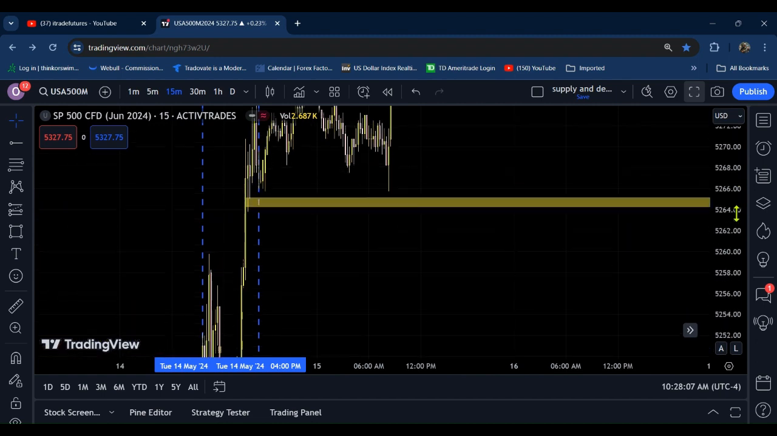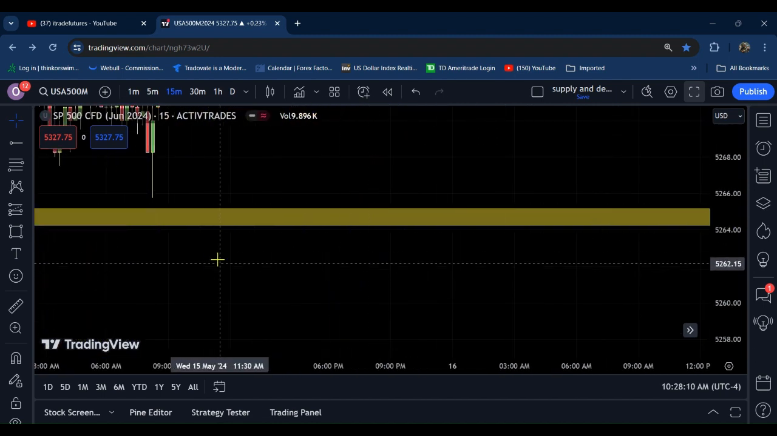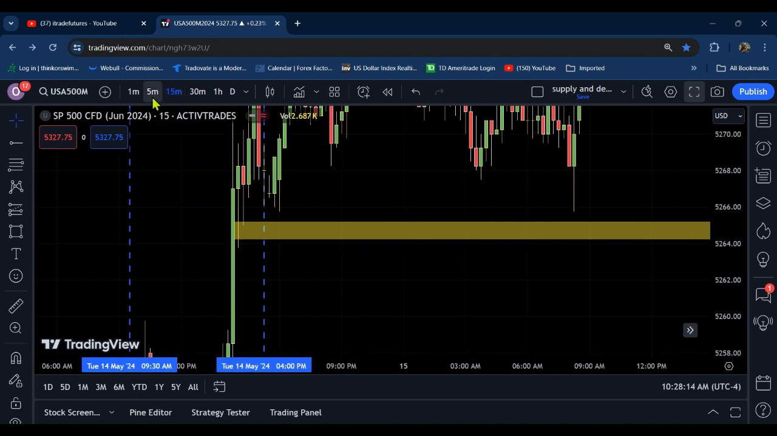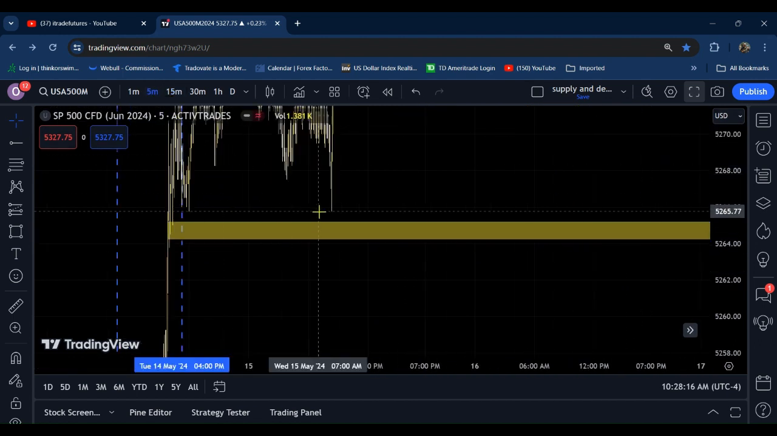But that's the homework I want you to do. Identify those fair value gaps at swings. Look at all the candle arrays. How did they form? What did they look like?